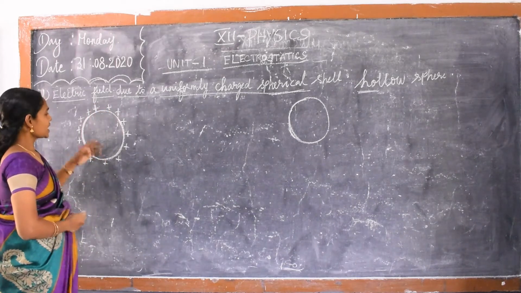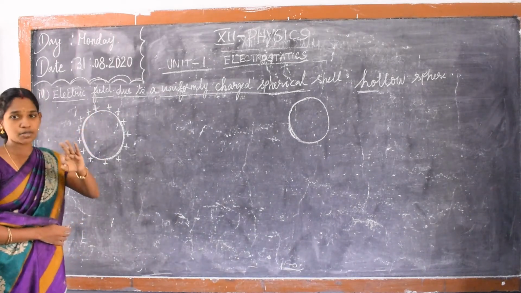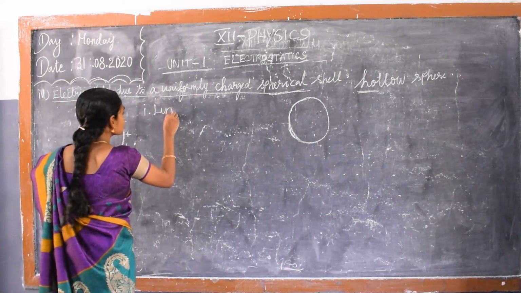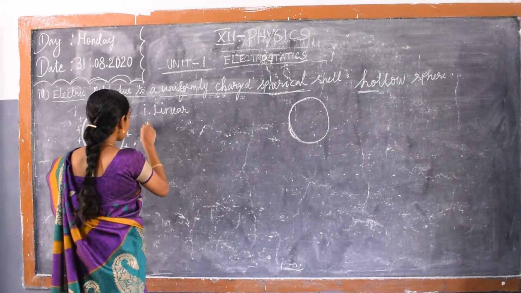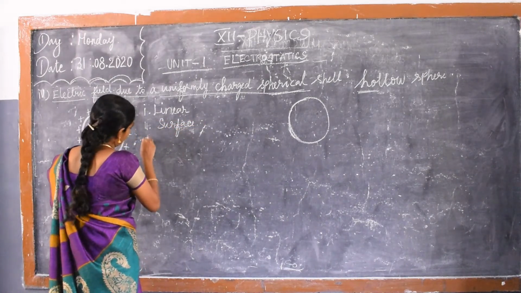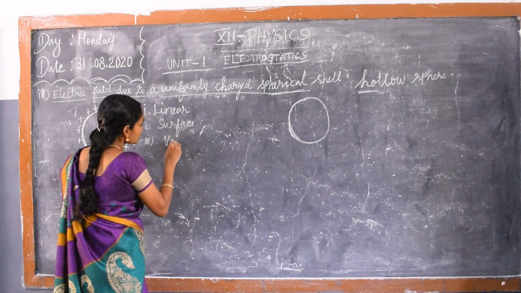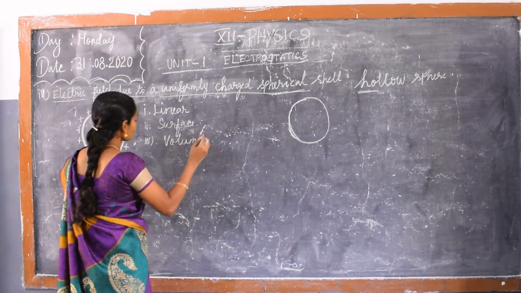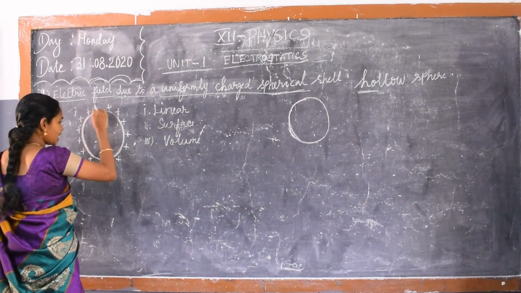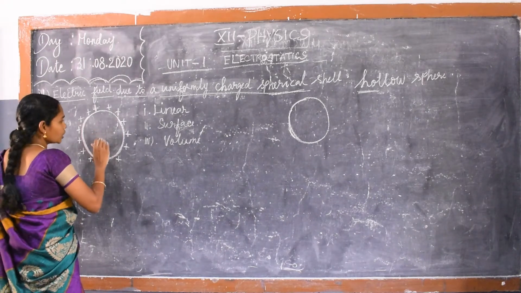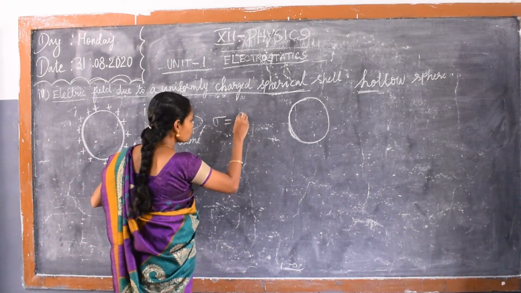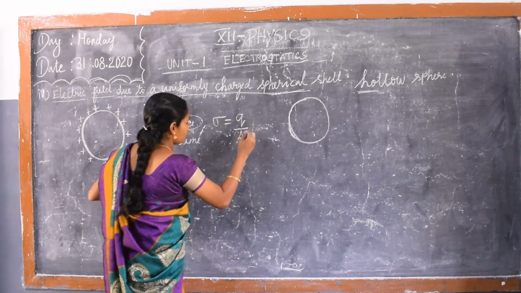Okay, in our previous class we discussed that there are three types of charge densities. One is linear charge density, the second one is surface charge density, and the final one is volume charge density. In this case we are taking a spherical shell, so it has a surface. So now we are going to use the surface charge density, that is sigma is equal to Q by A.